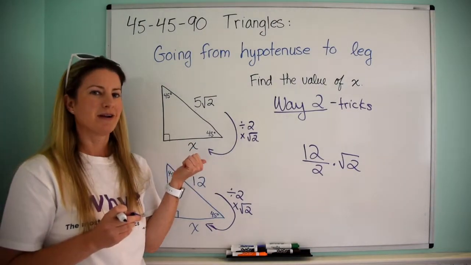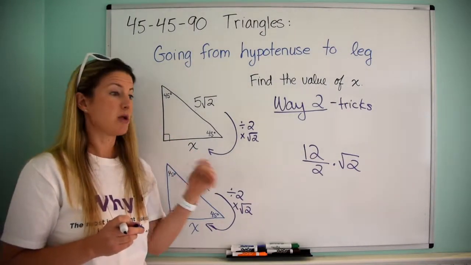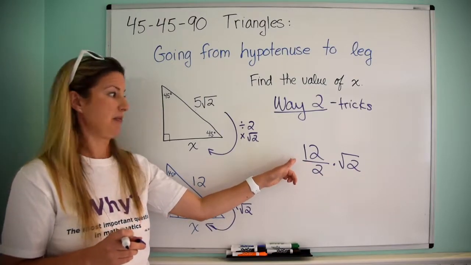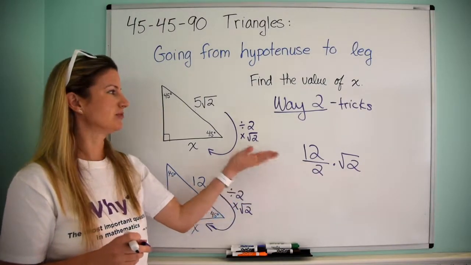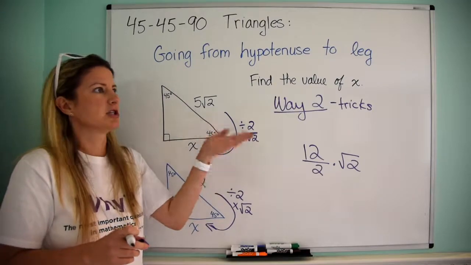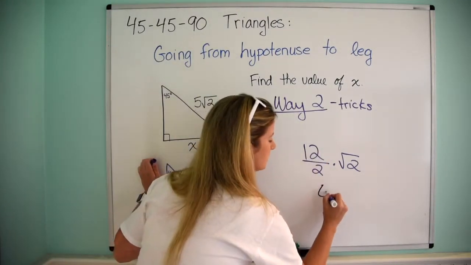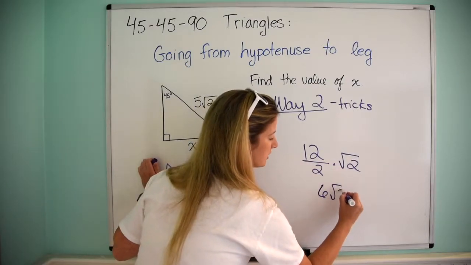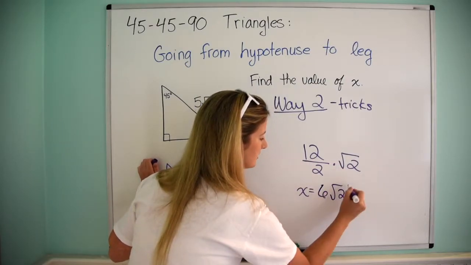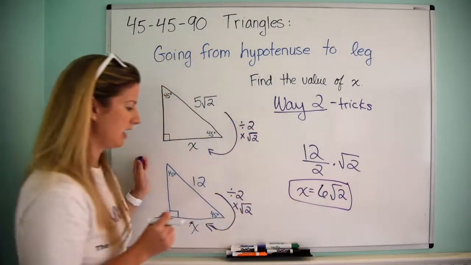Does that look familiar? If you think back to way 1, this was like the second to last step of that way. So look at this, way 2, this is so much faster. We just cut out everything. So 12 divided by 2 is going to be 6, and then times root 2 is just 6 root 2, and that is the length of the leg.